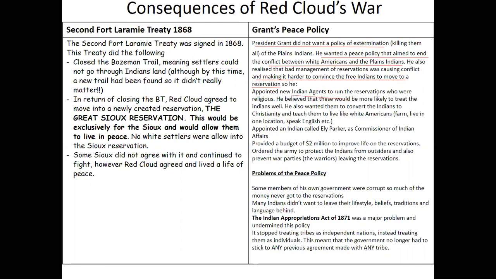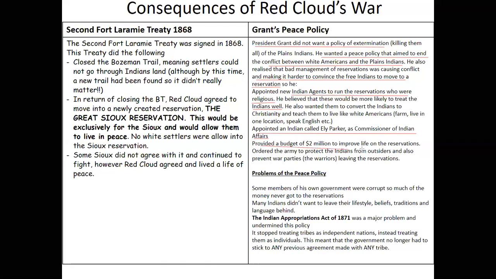He appointed new Indian agents to run the reservations who were religious. He believed these would be more likely to treat the Indians well. They were Quakers, who are very strongly religious and believe in no man's suffering. Now, he also wanted them to convert the Indians to Christianity and teach them to live like white Americans. So there was an agenda behind this. He also appointed an Indian called Eli Parker as the Commissioner of Indian Affairs, so the man who was in charge of looking after the Indians' well-being.